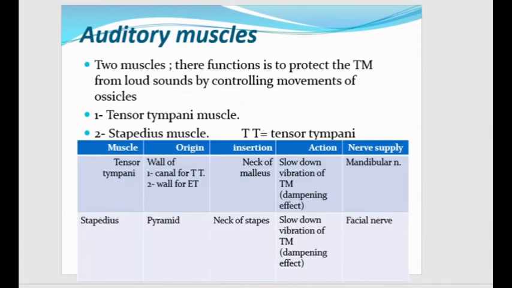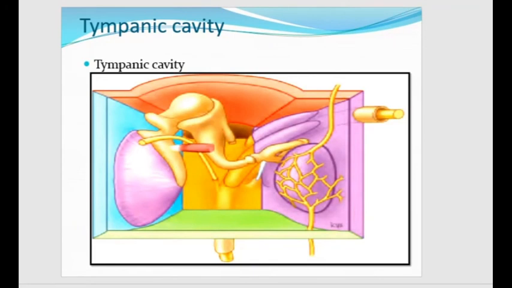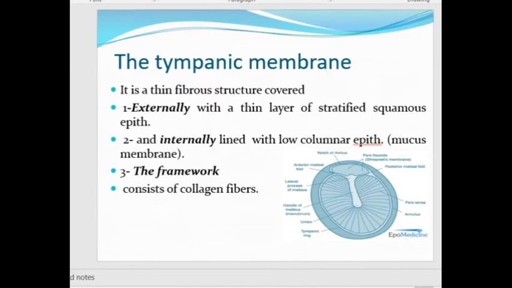We talked about the muscles a little while ago. And if you remember, we said the tympanic membrane is a thin fibrous structure that separates the middle ear from the external ear. It is composed of 3 layers: an outer stratified keratinized squamous epithelium, an inner low columnar epithelium, the mucous membrane, and in between a fibrous layer arranged in radial and circular directions, called the middle layer of the tympanic membrane.